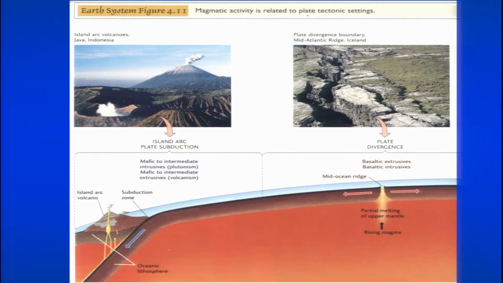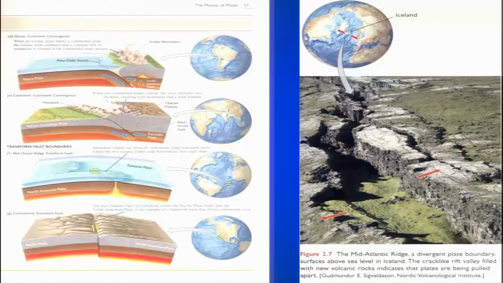So magmatic activity related to plate tectonics can occur in two different ways. One is the formation of an island arc, and the other is the divergent plate boundaries. This is an example from Iceland. If you take all these figures, what we see is where we are getting the magma source from. One is one plate subducting below another. This is an example of the Nazca plate, along the Peru-Chile trench, with the South American plate, which shows evidence of volcanoes here.